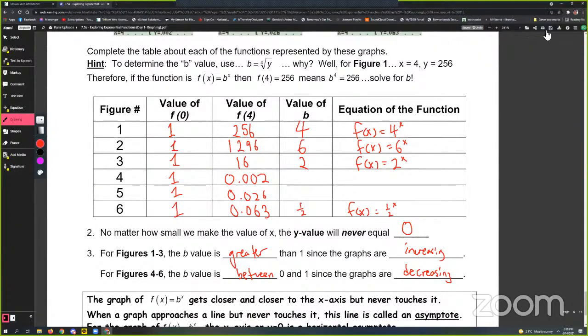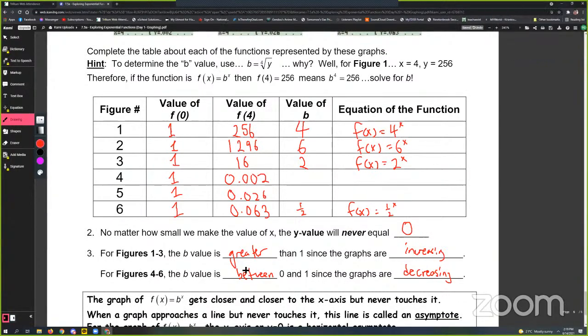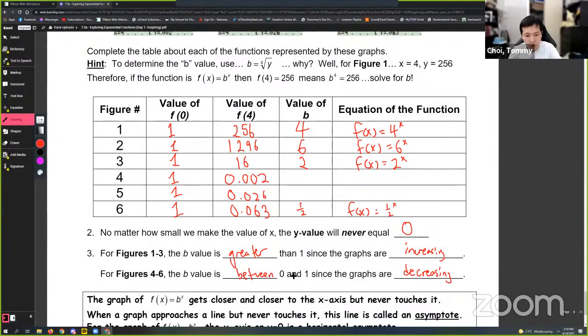Okay. Is it okay if I put equal sign? I can't hear you, Mr. Choi. Where did you mean equal sign? Figures 4 and 6. Is equal to 0 and 1? No, between. Between would be the right word.